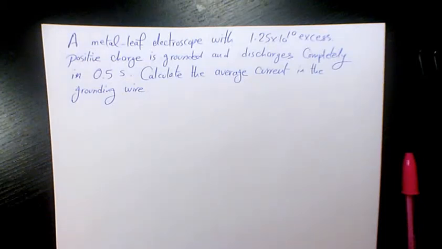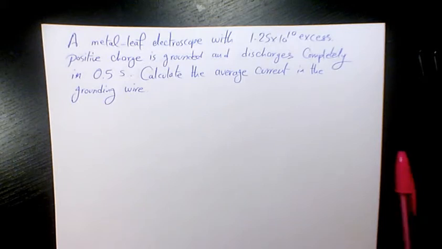A metal leaf electroscope with 1.25 times 10 to the power of 10 excess positive charge is grounded and discharges completely in 0.5 seconds. Calculate the average current in the grounding wire.